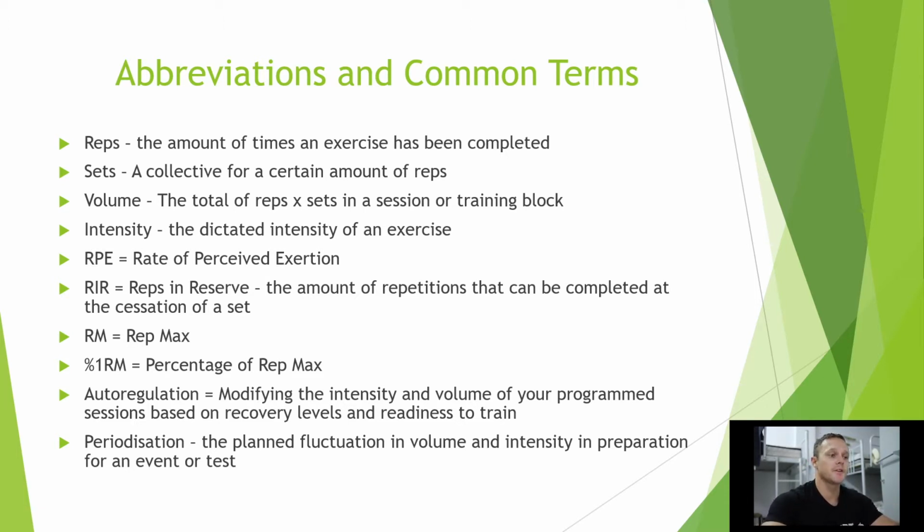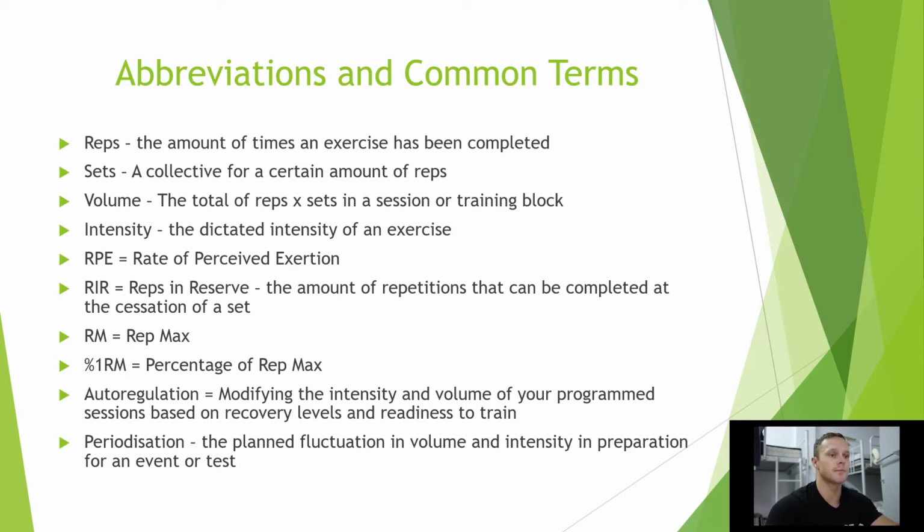So RPE is a rate of perceived exertion, and RIR is our reps in reserve. So the amount of repetitions that can be completed at the cessation of a set. So we've all gone through, finish a set in a big workout, and you're finishing purposely just shy of failure. So you're leaving 1 to 2 reps on the tank so that you can recover a little bit quicker and get more out. Because we know that if we go straight to failure on the first set, we can be cooked moving forward. So RM, rep max, percentage of 1RM, percentage of 1 rep max.